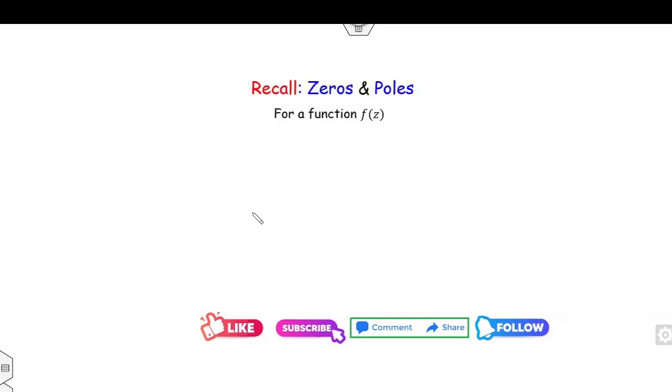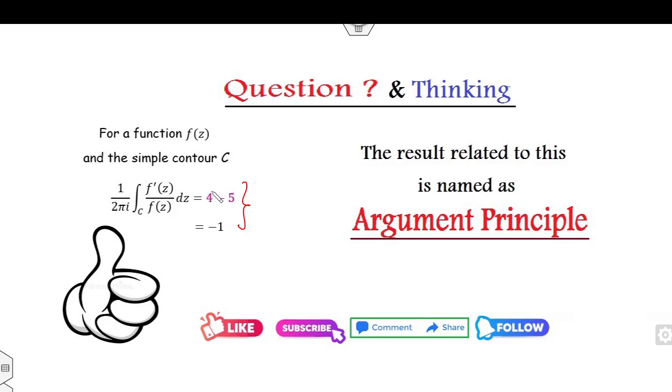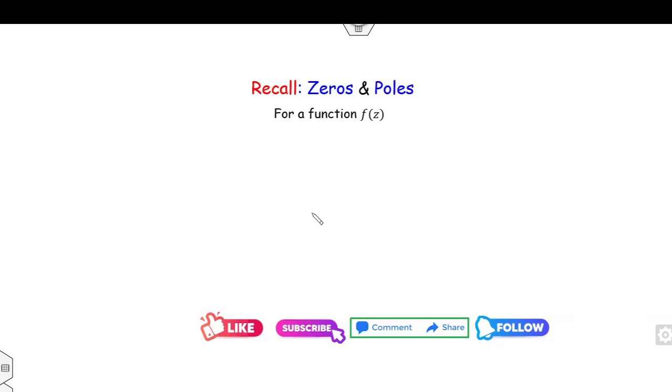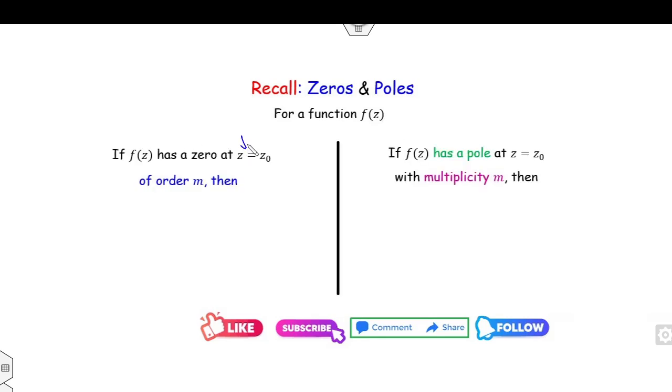Now recall what zeros and poles are, because we need the number of zeros and the number of poles. So let me quickly recall the concept of zeros and poles. For any function f of z, if the point z equals z naught is a zero of order m, or a pole with multiplicity m, what does the order mean? That means you can write f of z in terms of (z minus z0) raised to the power m, multiplied by some function phi.